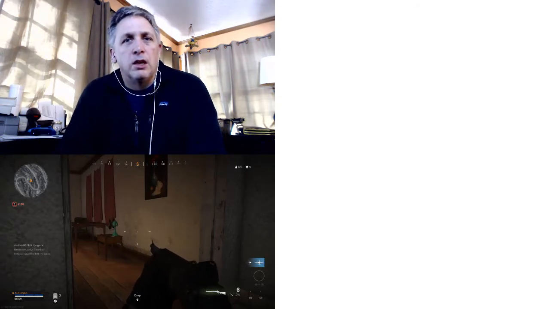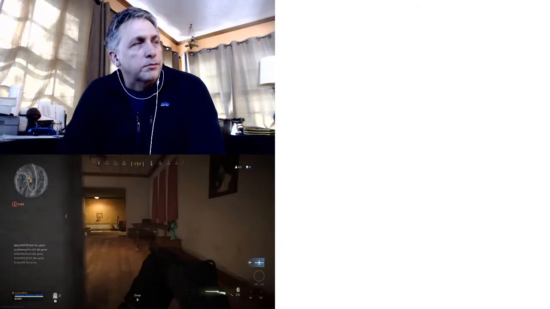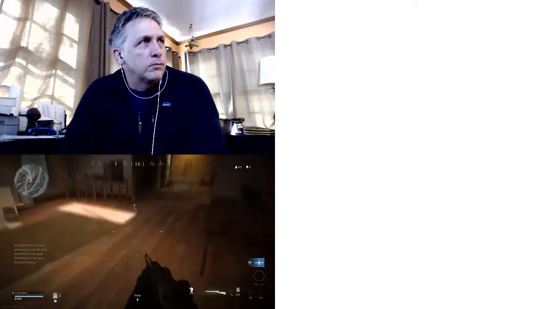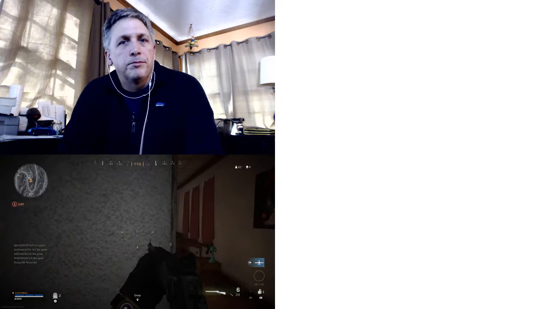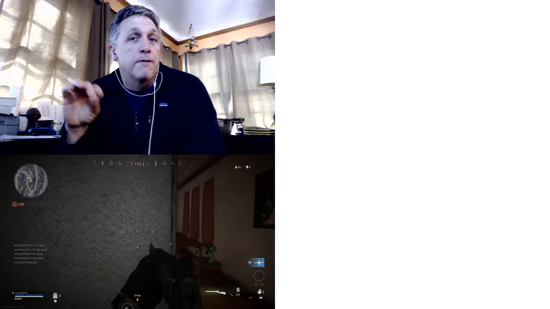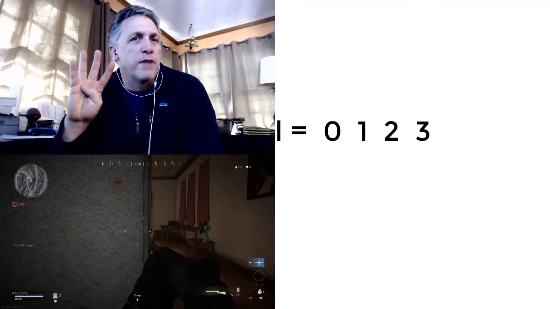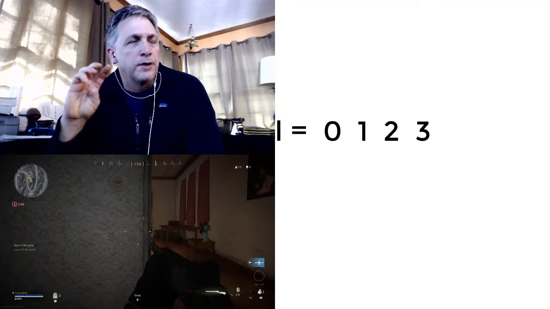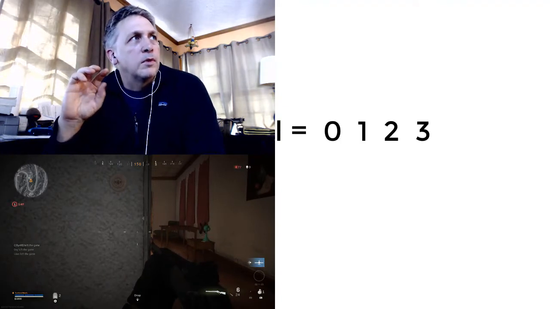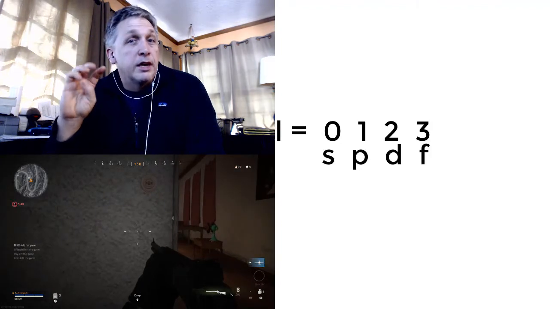So to make things a little less weird, we have different letters to represent the different values of L. So our main 4 values of L, 0, 1, 2, and 3, are assigned the letters S, P, D, and F.